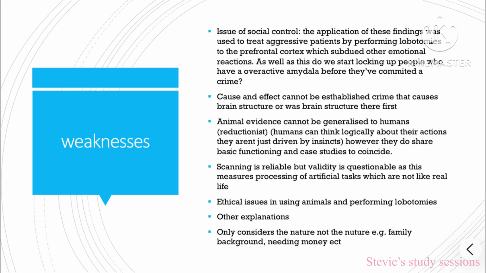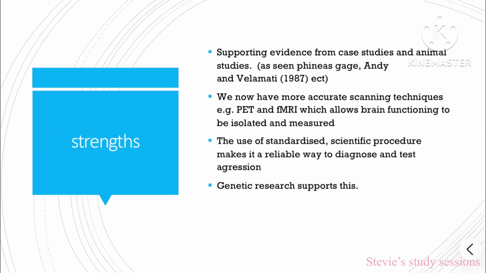And this only considers nature, not nurture. For example, family background needing money, or the psychodynamic approach. There's a lot of supporting evidence from case studies and animal studies, as you've seen. We now have more accurate scanning techniques like PET scans and fMRIs. We use standardized scientific procedures to make it a reliable way to diagnose and test aggression. Genetic research supports these findings.